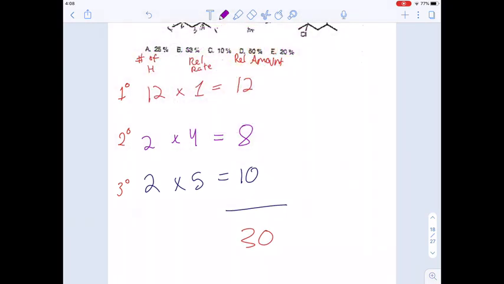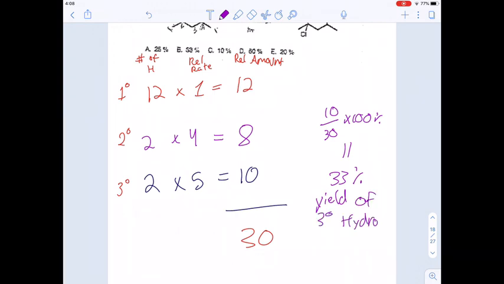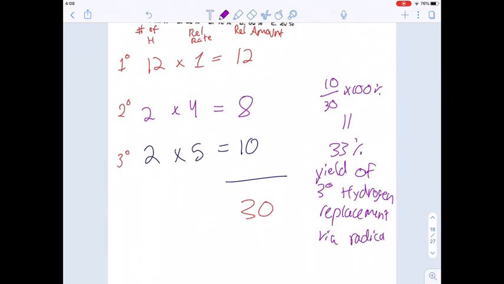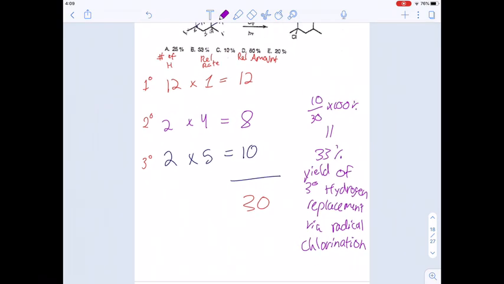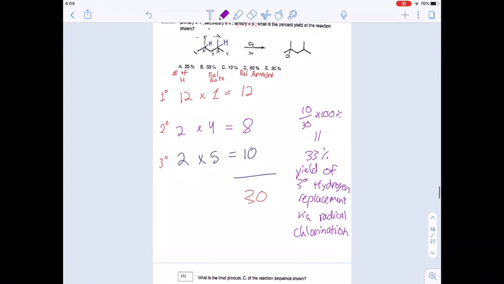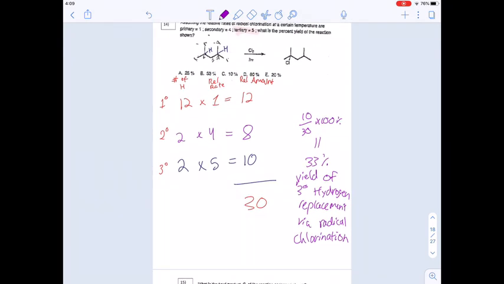Now we have to combine these together to get the combined relative amounts of all of them. So 12 plus 8 is 20, plus 10 is 30. So 30. Then we can do the one of interest, which is tertiary. So we do 10 over 30 times 100%. And that gives you 33% yield of a tertiary hydrogen replacement via radical chlorination.